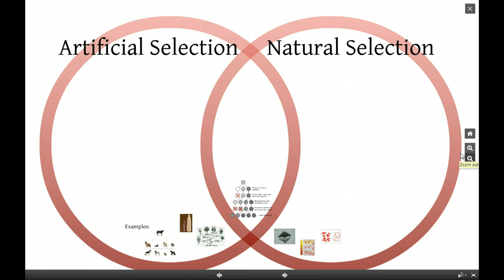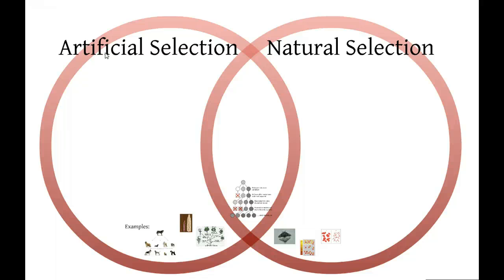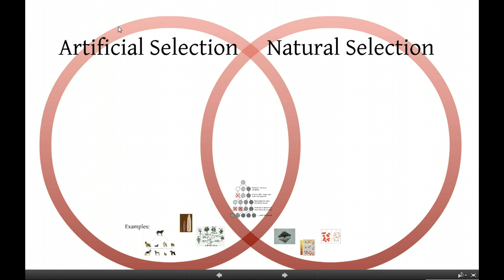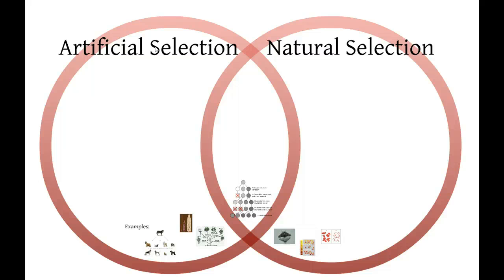So I have a Venn diagram here. I want you to make sure you can fill this out. Artificial selection is selection in which humans are selecting the traits, and natural selection is when the environment is selecting those traits. Now, if you really think about this, you may be able to argue that artificial selection is really our own. We've made this up in our own mind to think that we are controlling the environment.